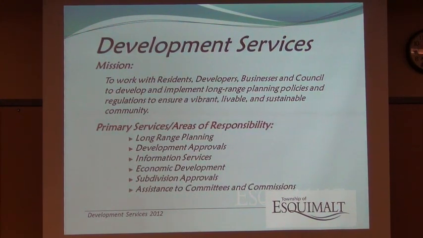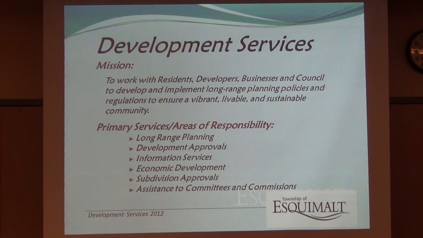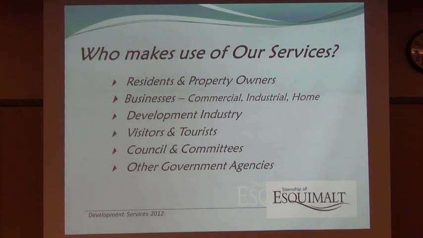We have six primary areas of service: long-range planning, development approvals, information services, economic development, subdivision approvals, and assistance to committees and commissions. Unlike some departments, where one staff person has specific functions, we have all of our staff working on all of those to a greater or lesser degree depending on their skills. Who makes use of our services? We get a lot of inquiries from residents and property owners, local businesses and people who intend to move in here, the development industry, visitors and tourists, council and committees, and other government agencies, such as the CRD, provincial ministries, and Canada Mortgage and Housing. These are all agencies that require information from us and that we report to regularly.